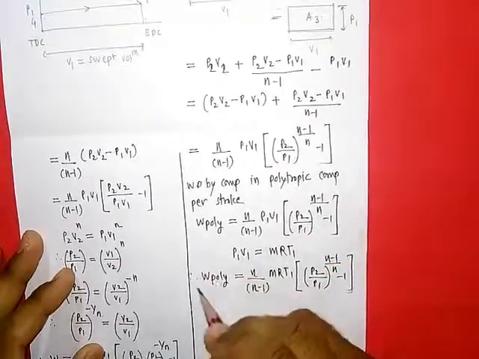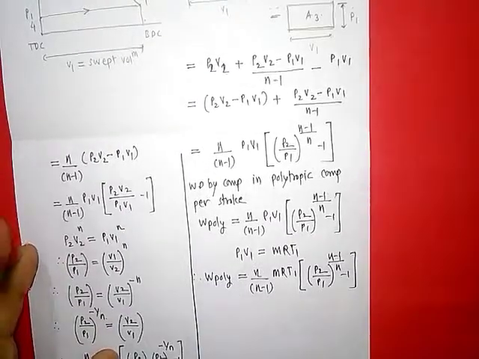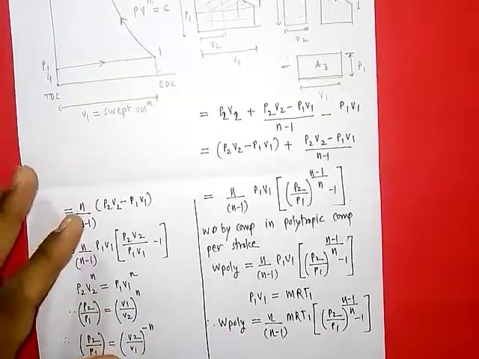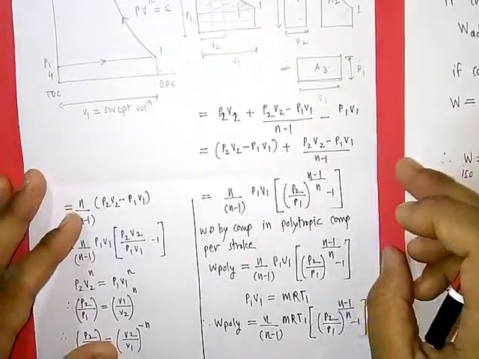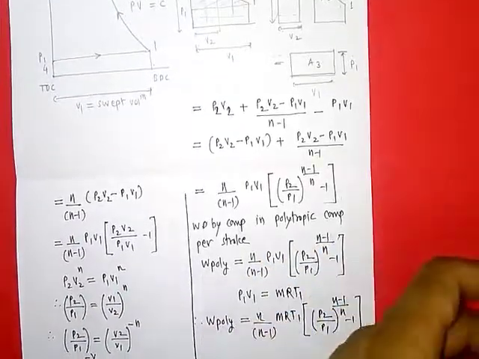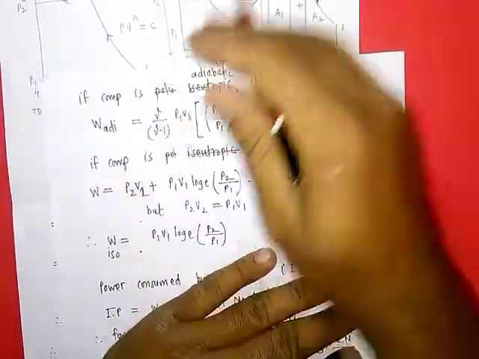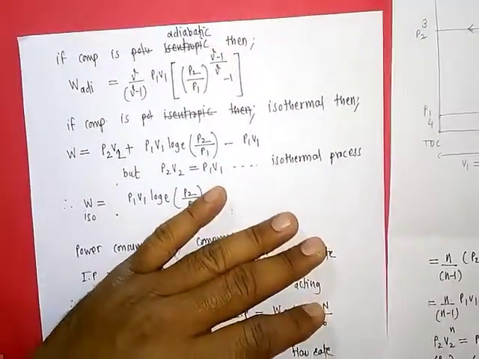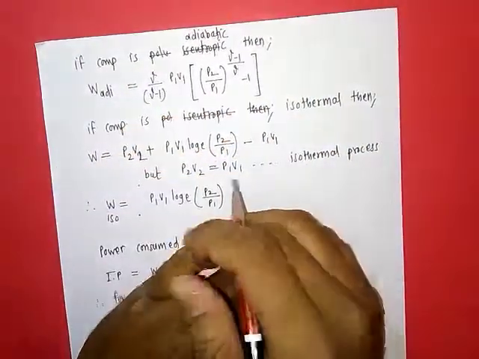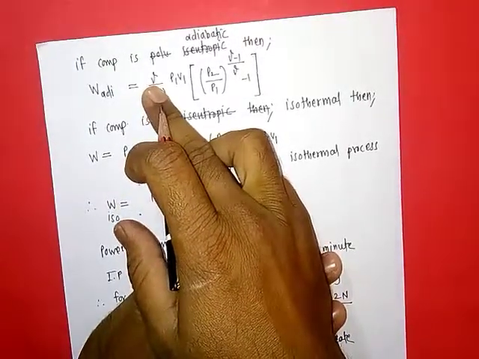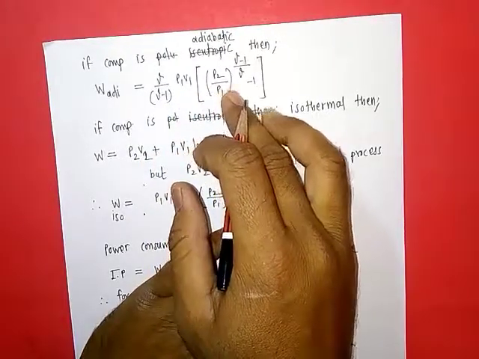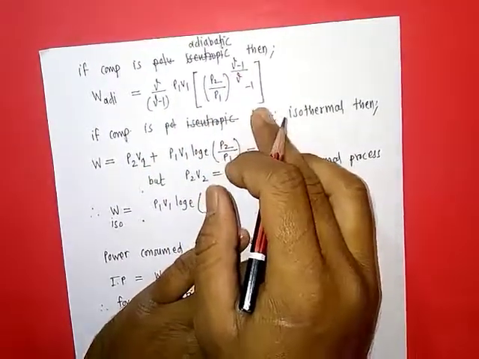Remember this formula is per stroke. Now here we are assuming polytropic compression. Instead of polytropic, if adiabatic compression is there, then the polytropic index changes to adiabatic. Then work done in the adiabatic process is, instead of n we will use gamma: gamma/(gamma-1) P1 V1 [(P2/P1)^((gamma-1)/gamma) - 1].